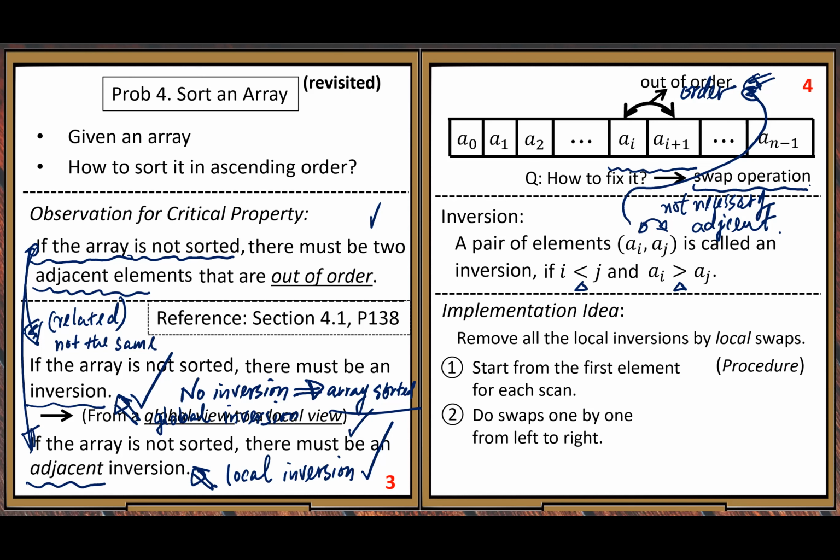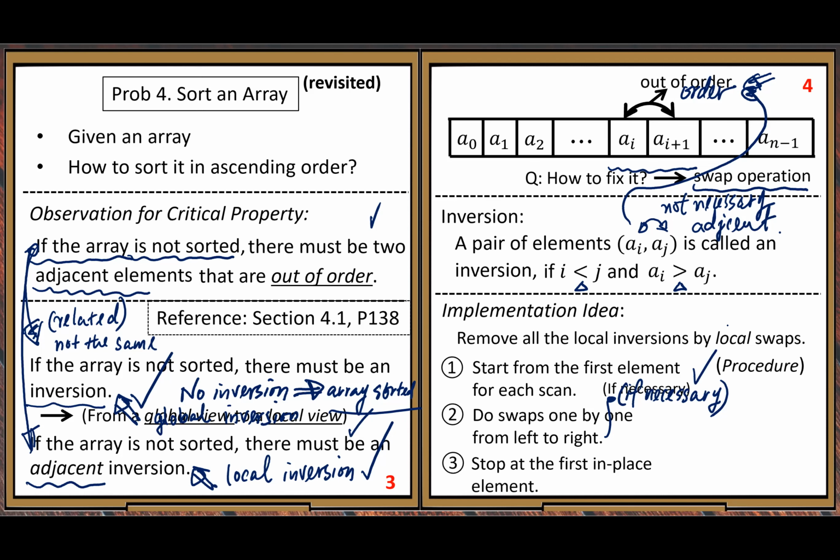Here you have to put this "if necessary", because if there is no inversion, you do not do any swap. Only when you detect an inversion, then you do the swap operation. Okay, yeah, "if necessary", I have it.